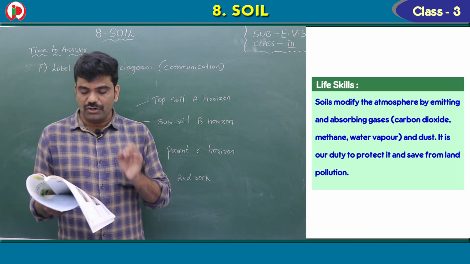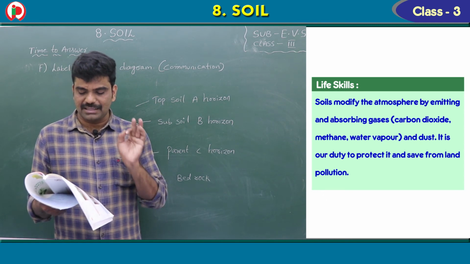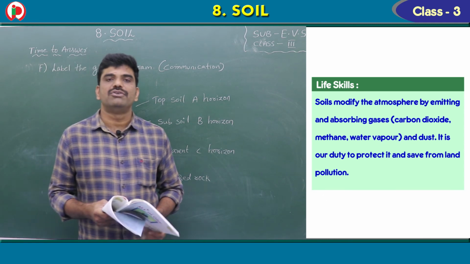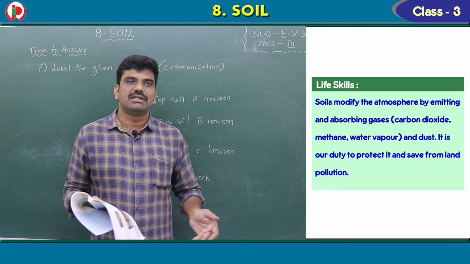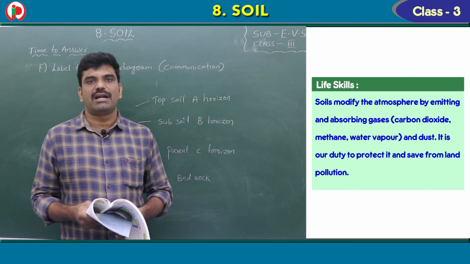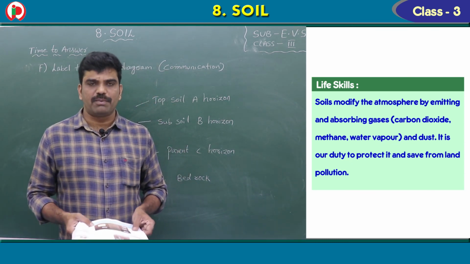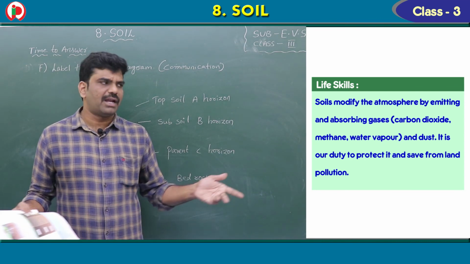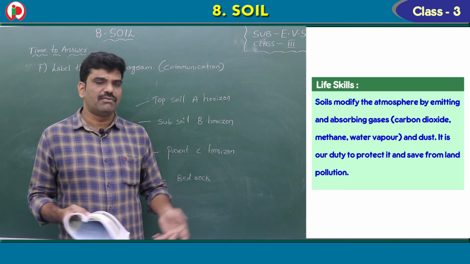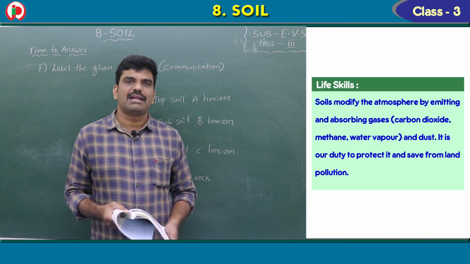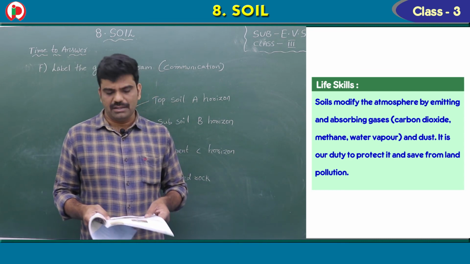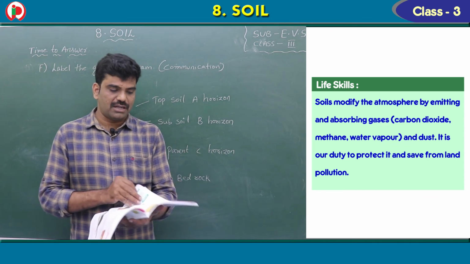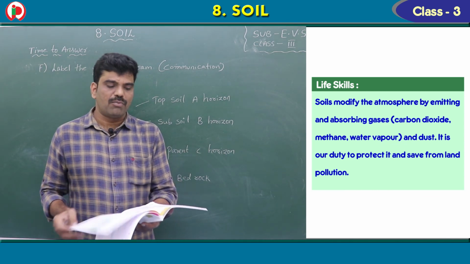also. It is our duty to protect it and save it from land pollution. There are so many reasons for land pollution. It is our primary responsibility to save the soil. If the soil is good, the plants grow well and we get the food. Not only ourselves, even the animals like herbivores. So that is the importance of the soil, and this is the end of the workbook part also, children.